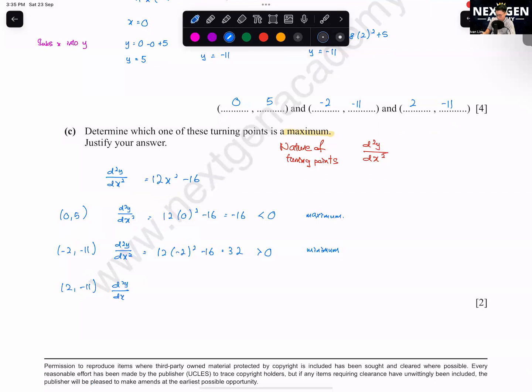d squared y over dx squared, 12 times 2 squared minus 16. This also gives you 32. 32 is more than 0. So this is also a max. Okay, sorry, minimum. So we only got one maximum, which is (0, 5). If you want to write here again, also can. You can say (0, 5) is maximum.